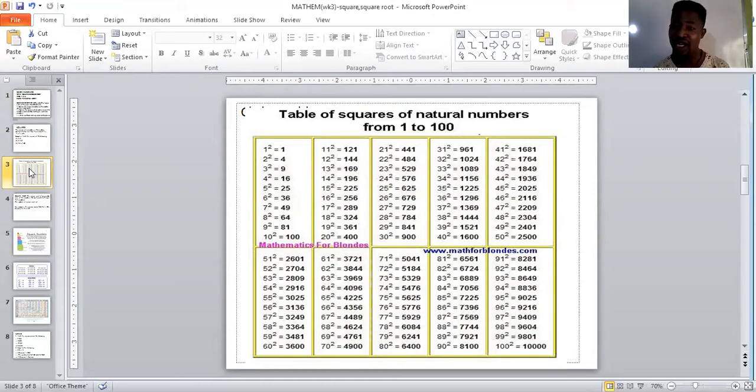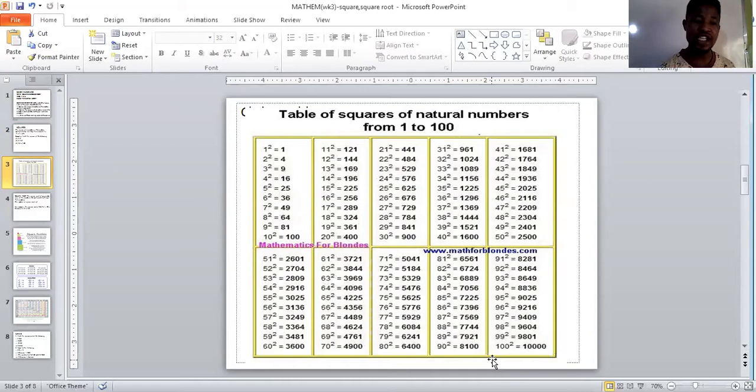It is possible, it is achievable. Say, I can do anything I want to do if I put my mind to it. And that's so true. You can do anything if you put your mind to it. So you can learn this. So square of 1 to 100. Please, I need you to work with this table and learn this. It will help you in solving squares of numbers and square roots.